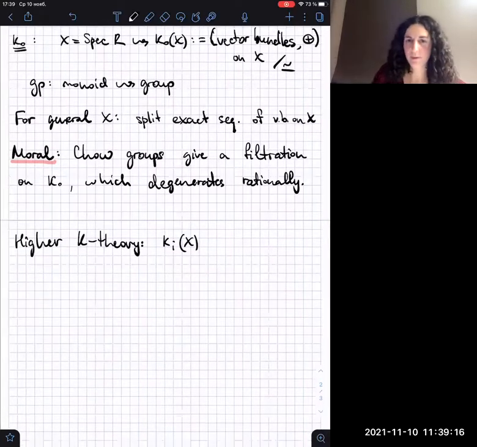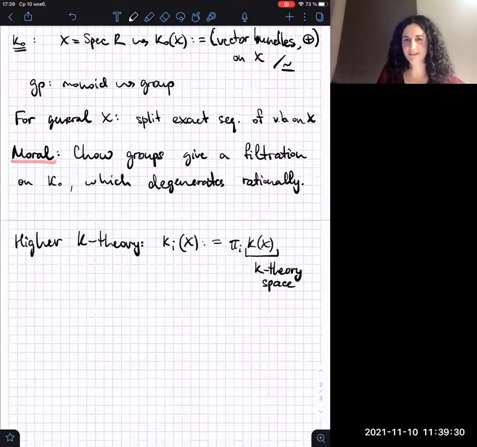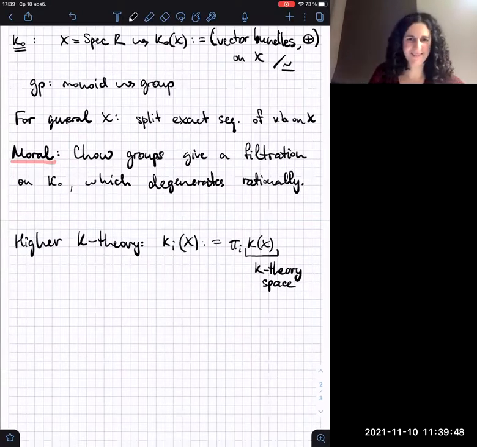So we will think of them as homotopy groups of a certain space. So this thing is a K-theory space, which I will now tell how to obtain. But if you haven't seen the definition before, I should say that it is less explicit than K_0. However, higher K-theory is necessary at least to study lower K-theory. So it all makes sense, but it's less concrete.